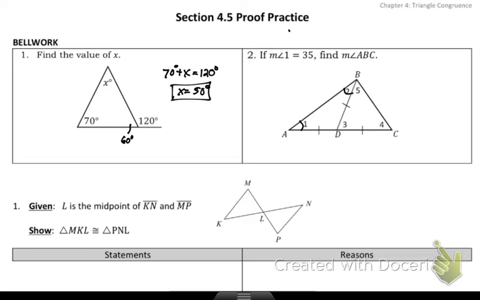So this would be the theorem, would say 1 is equal to 2. Well, I know 1 is 35. And so 2 is 35. What's 35 plus 35? 70. That's going to make angle 3 70 degrees. Notice how I could skip this angle. If you didn't know that, you might have actually figured out that angle. That angle is 110, but I'm going to skip right to the exterior angle.